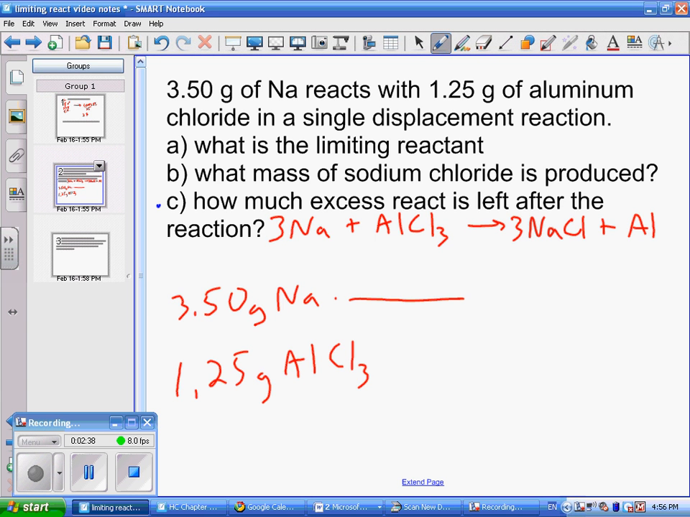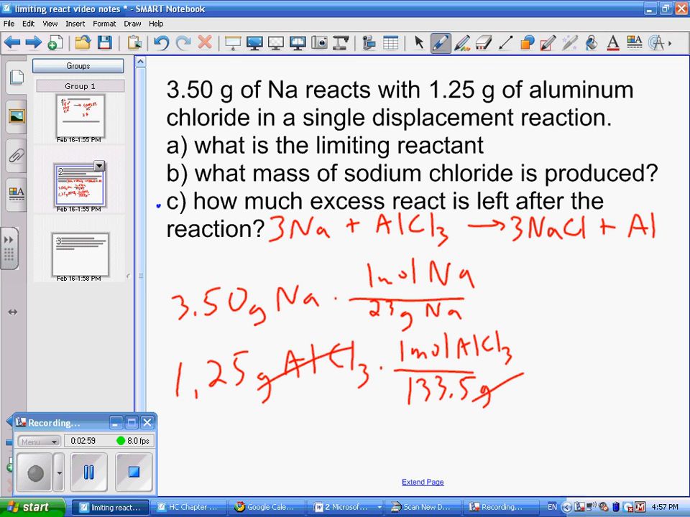So I'm going to convert both of these to moles, which is the second step of stoichiometry. This is 23 grams of sodium, and this is 133.5 grams of AlCl3. So that's 1 mole of AlCl3, and this is 1 mole of sodium. Sorry, it's so sloppy. My computer's running slow. And then, of course, I need to compare it to the same product.